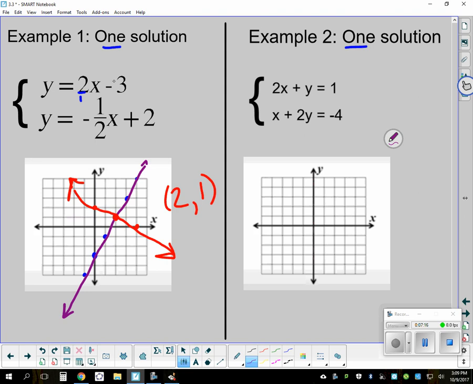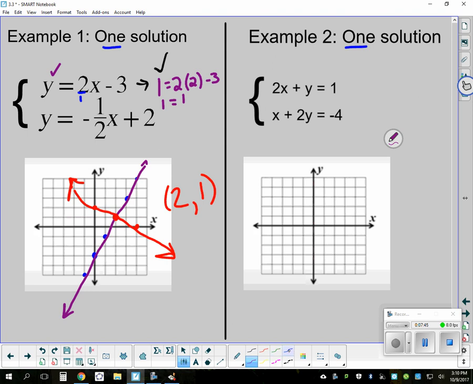Okay, so my check here: y is 1, 2 times x, which is 2, minus 3. So I'll obviously have 1 on the left side. This would be 4 minus 3, which is 1. Okay, so this point did work in my first equation. And what that means is 2, 1 is a point on that line.